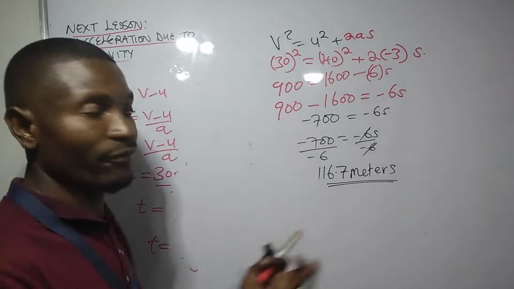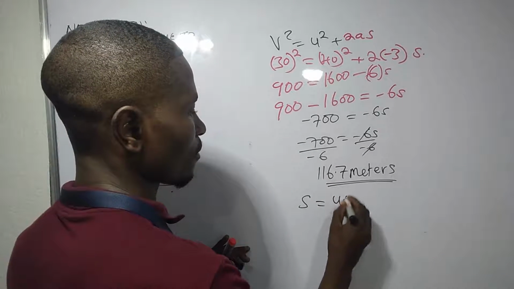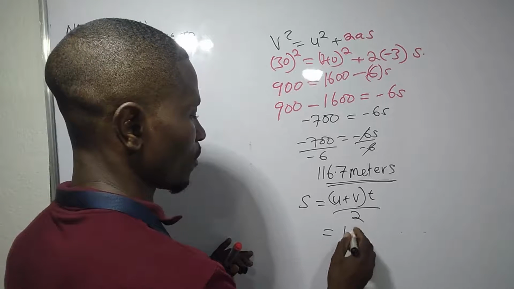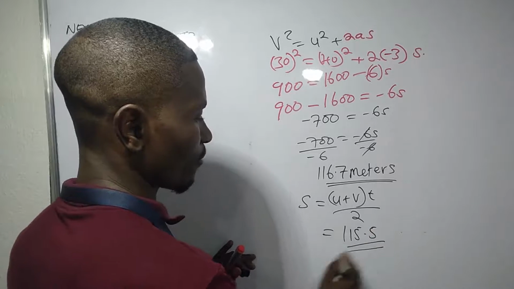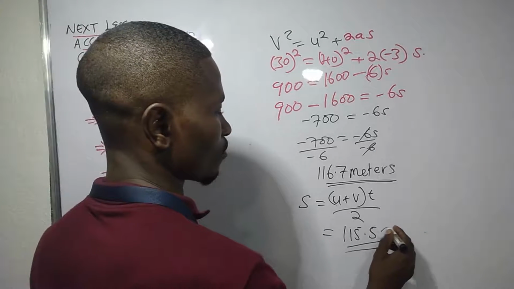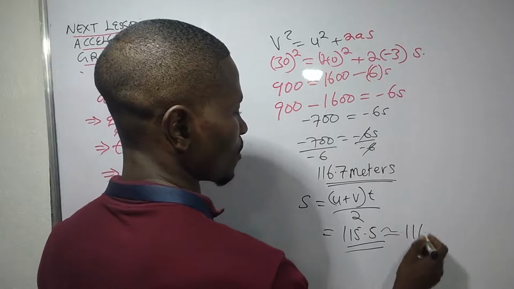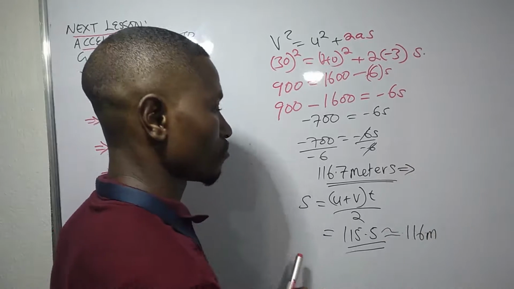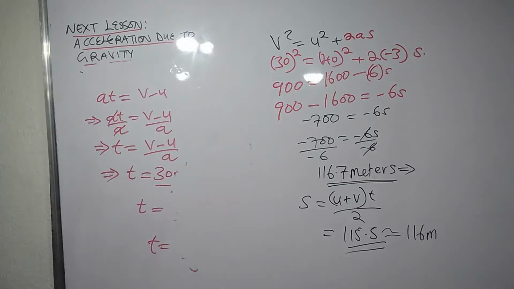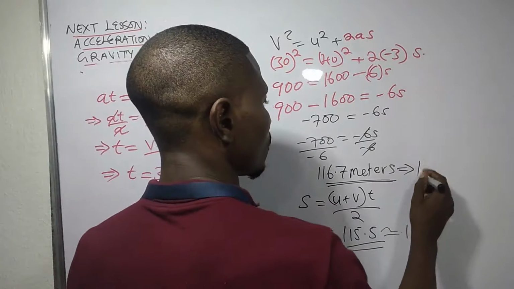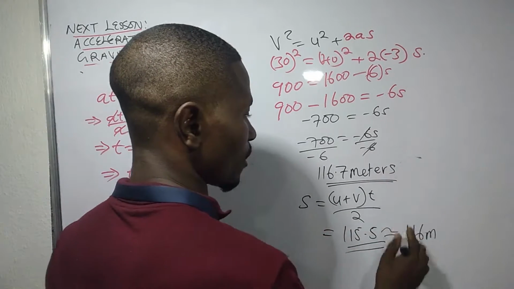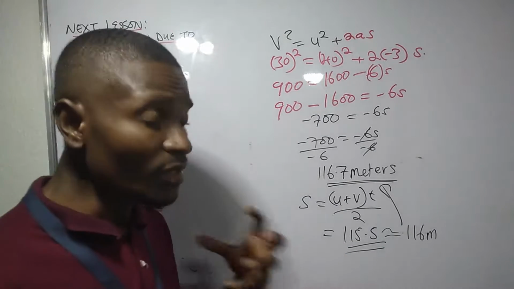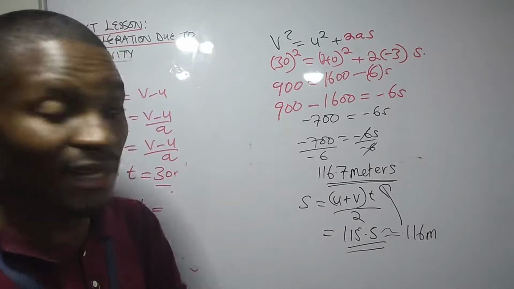Then remember that for the other formula, we also had 115.5, which is about 116. So this is the same as that. Depending on what kind of precision you're following, you will discover that the answers are the same.